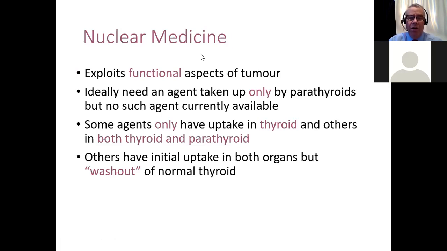So what we do in nuclear medicine is we exploit the functional differences between the tumor and background tissue. Now, what would be really, really good is to have an agent which is only taken up by parathyroids and not taken up by anything else. And certainly in the SPECT world, that doesn't yet exist. They're sort of getting there in the PET world. So some of the agents have uptake in both thyroid and parathyroid.